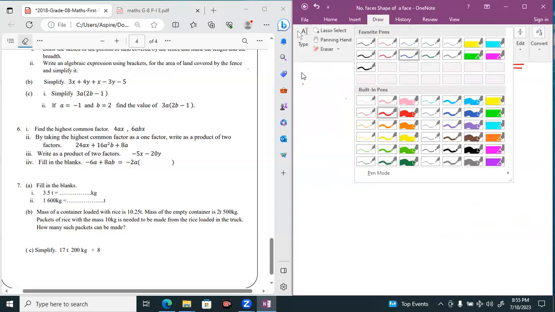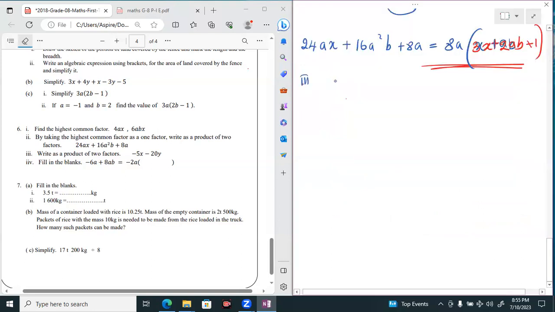Third one, write as a product of 2 factors: minus 5x minus 20y. Then take minus 5 out. Then x plus 4y is the answer.